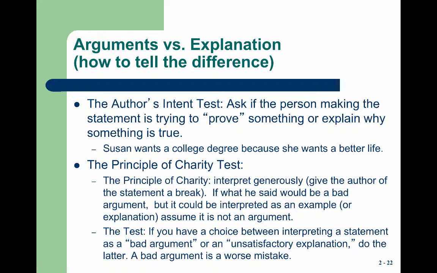So, using the principle of charity in these cases where you chalk up the speaker's statements to an explanation of why they think or probably feel the way they do, rather than a bad argument, might save your friendship or make Thanksgiving dinner with your family more bearable. All right. This is the end of the lecture on Chapter 2.